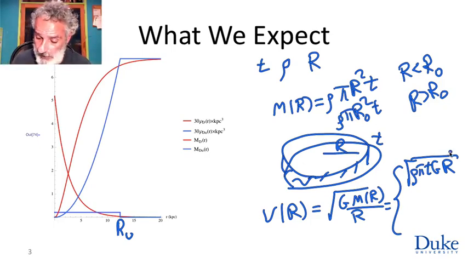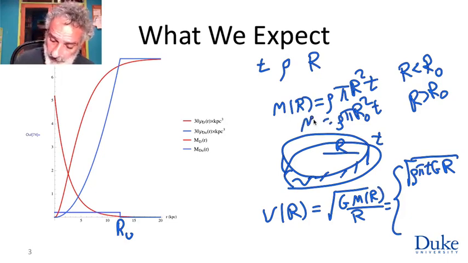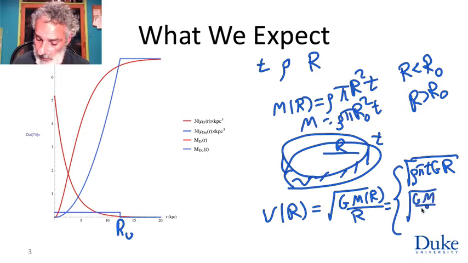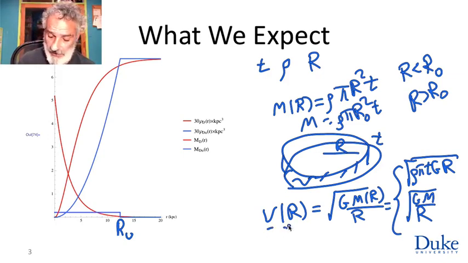But once you hit r0, then, of course, the result is that M no longer depends on r. We'll call all of this M. And so now it's just the root of GM over r. The only r dependence is in the denominator. So we expect something that grows like the square root of r and then decreases like 1 over the square root of r to be the plot of v as a function of r, which is what I'm about to plot. But I wanted to show you that this is not some mysticism. We can actually do the calculation.